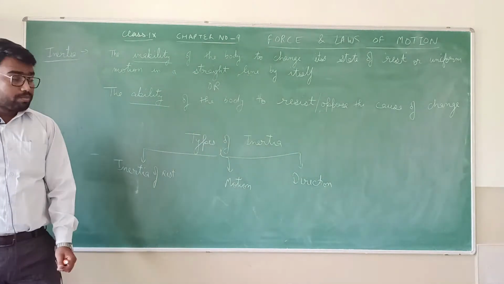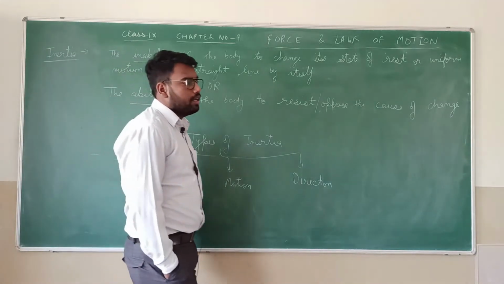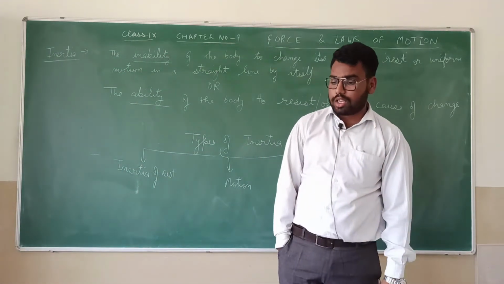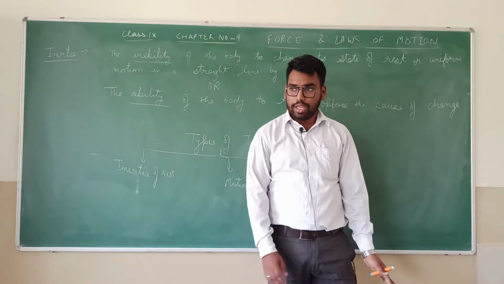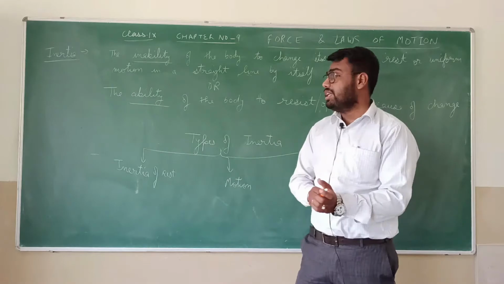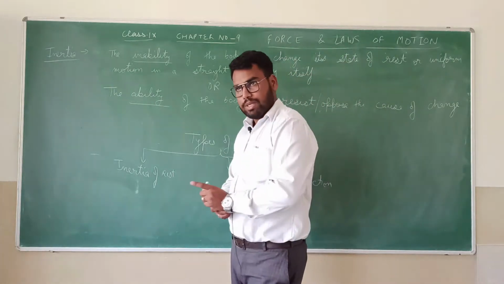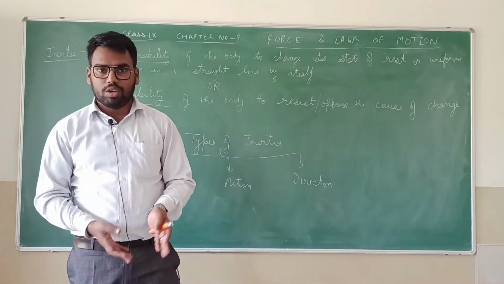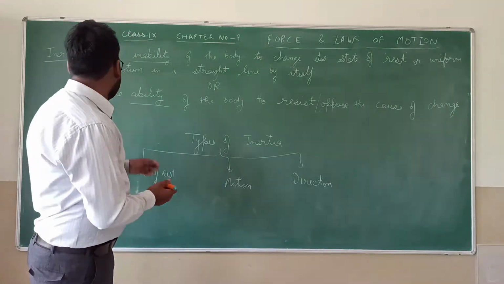That means if an object is moving in a straight line, it will continue to move. This is the inability. To stop that object, we need an external force. If an object is moving, it will keep on moving. This is called inertia.